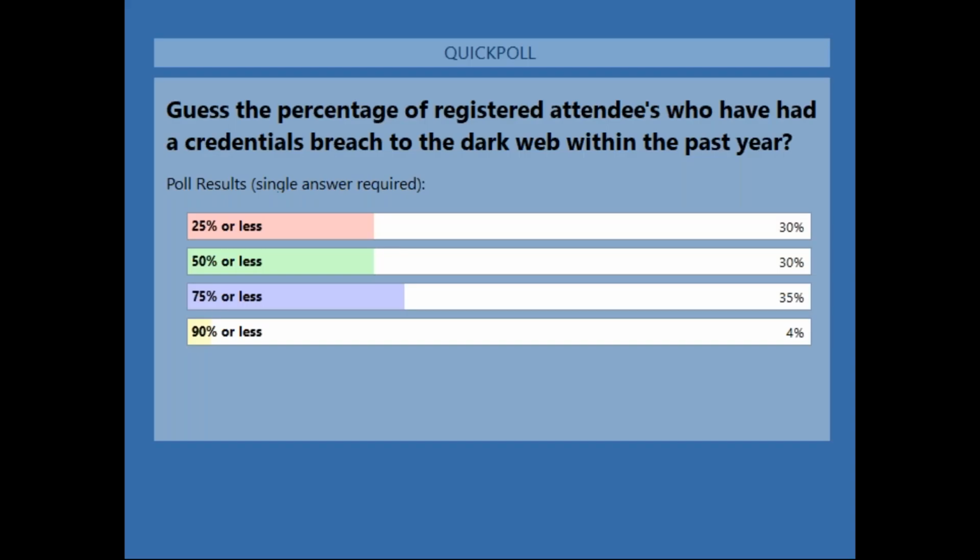Amongst the attendees, it looks like 30% feel that 25% or less of the registered attendees have had their corporate credentials breached. 30% feel that 50% or less, and 35% feel that 75%, and 4 are hitting 90 or above. Ladies and gentlemen, I would like to share with you what the true percentage is of those registered attendees who gave us the okay to scan if their credentials were breached on the dark web. After I show this number, you could certainly reach out to us to discuss if it was you, how much of it was you, and what we could do together to help make sure we keep your organization safe. Ladies and gentlemen, the exciting number is 84%. 84% of the registered attendees who gave us the okay to search the dark web for their credentials have had a breach within the past at least 90 days, if not a year.